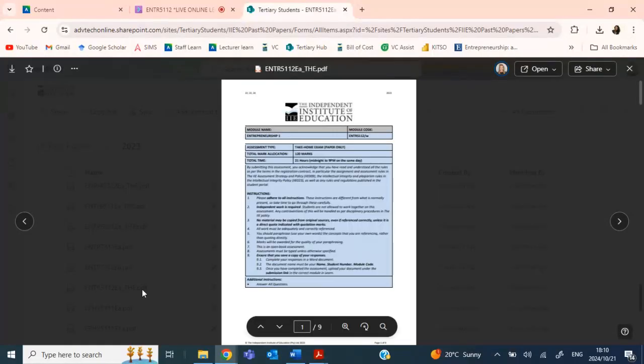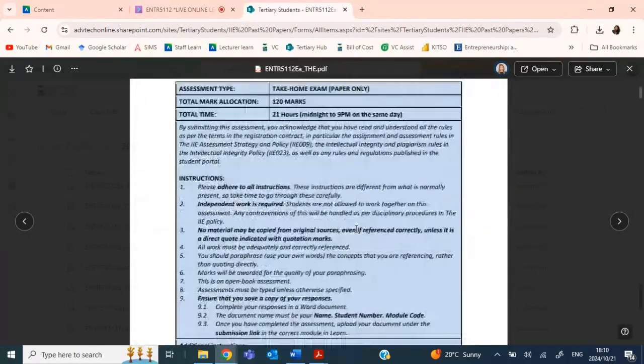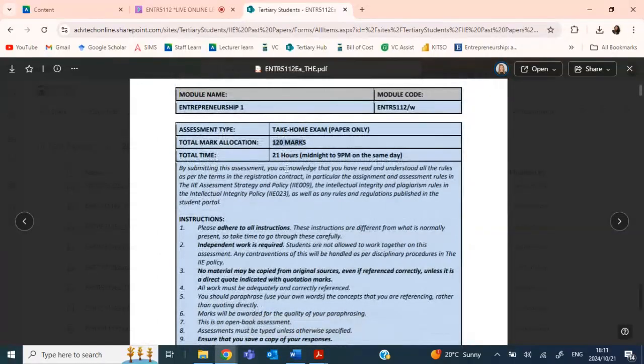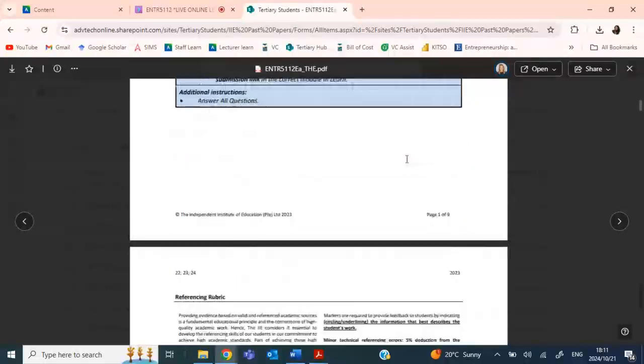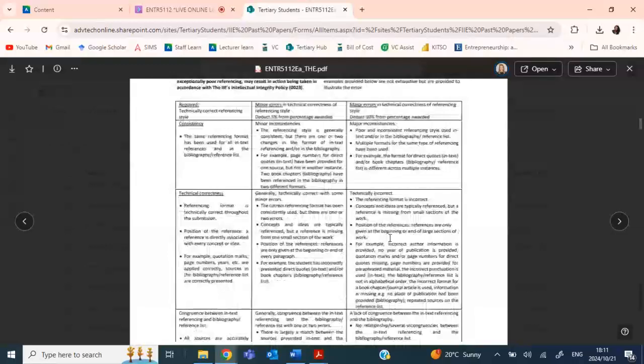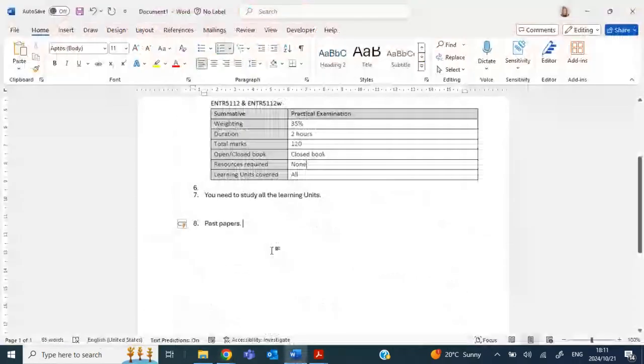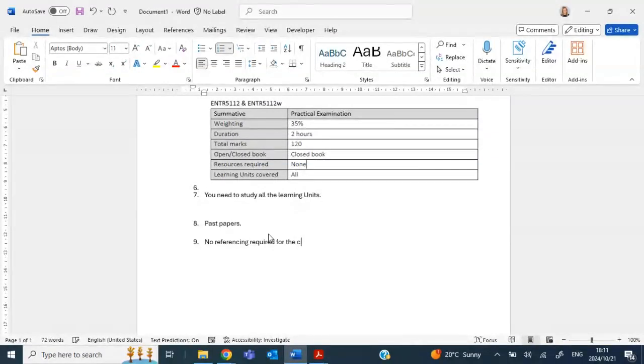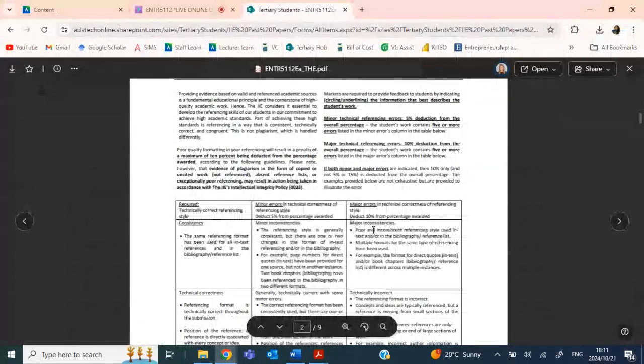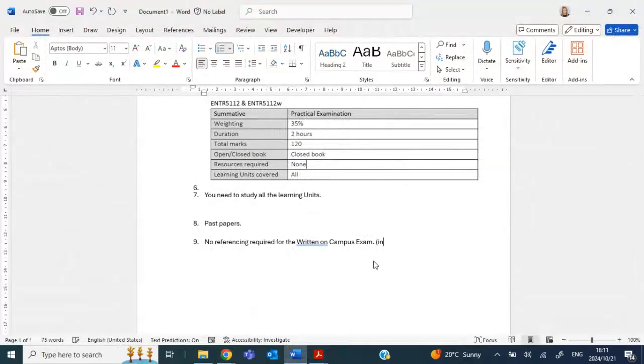ENTR5112. For instance, this one was a take-home exam from 2023. However, you might just learn from exposing yourself to this assessment. You will see there as well, it was also 120 marks. However, they had 21 hours because it was a take-home exam, whereas with yours, it will be 2 hours. So please make sure that you do refer to the past papers. There is no referencing required because it's a closed book written on campus exam. Because remember, everything that you will be writing will be what you have learned. So you don't need to worry about referencing, either the in-text or the reference list.